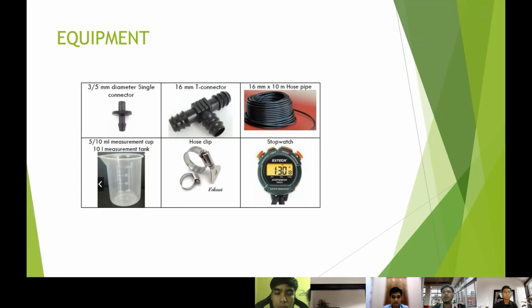And now this is the equipment that we use in our project. Firstly, we use the single connector for our single pipe, and next our equipment is the T connector. That means for the second type of pipes. And next is hose pipe and a measurement cup to measure water, and hose clip, and lastly a stopwatch to record our time. Okay, that's all for my part. Now I'm going to pass to my friends.